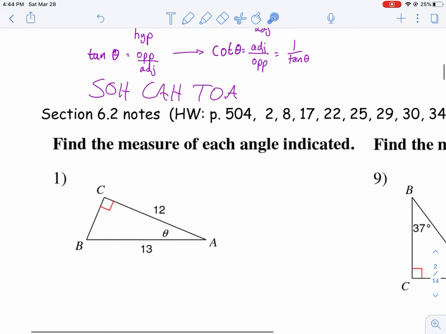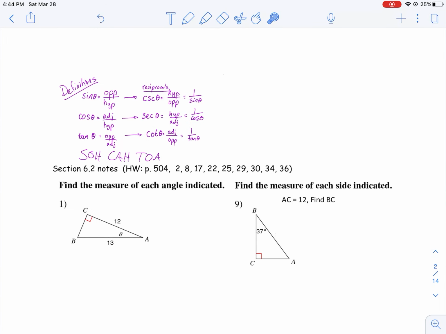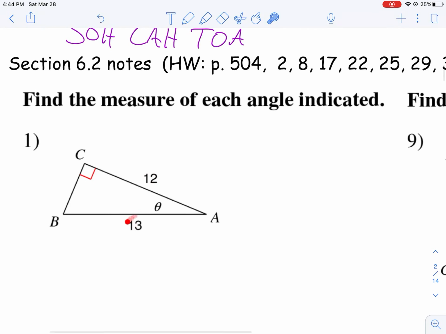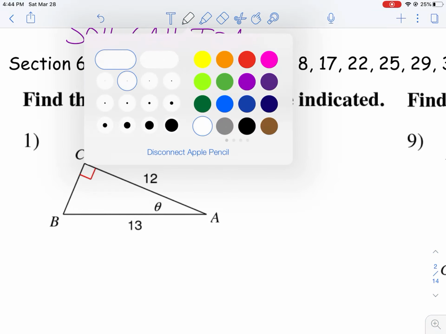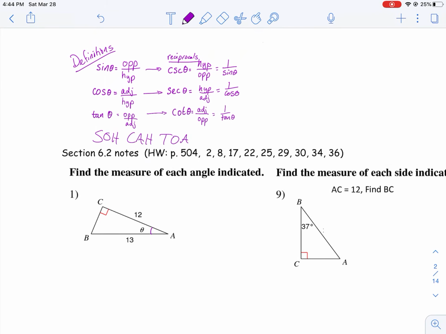In this first triangle, you see it's wanting us to find the measure of each side or the measure of each angle. So in number one here, we have these two sides and this angle. So our goal is to find theta. We need to find how big this angle is.